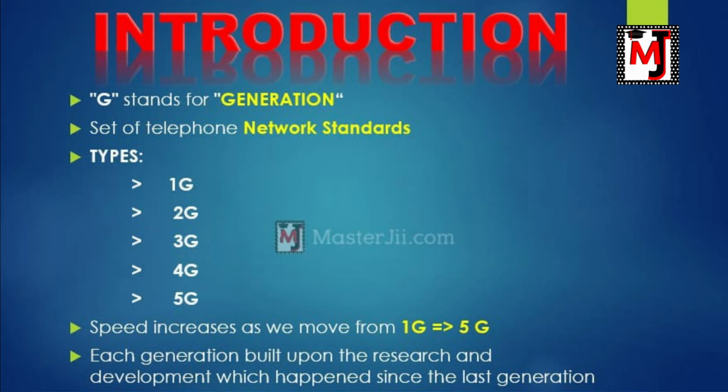Each of the generations has standards that must be met to officially use the G terminology. Each generation has requirements that specify things like throughput and delay that need to be met to be considered part of that generation. Each generation built upon the research and development which happened since the last generation. 1G was not used to identify wireless technology until 2G or the second generation was released. This was a major jump in the technology when the wireless networks went from analog to digital.